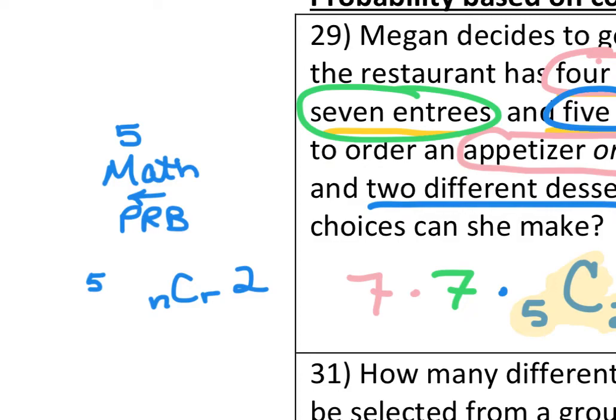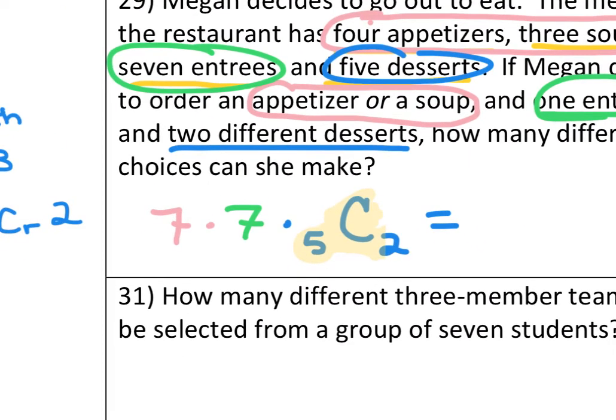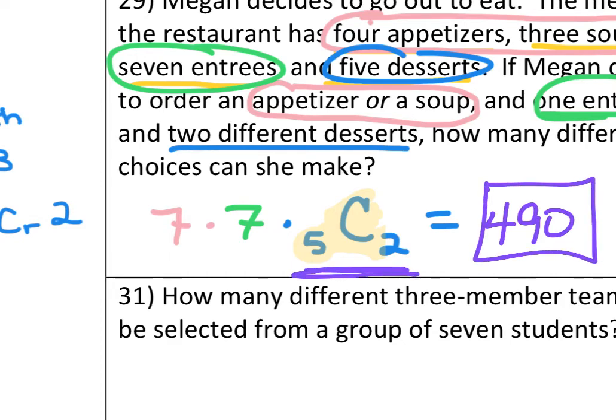You can type this whole thing into the calculator, the entire thing, including the 7s. And when you do that, you should get 490. If you were to only just do the 5 choose 2, that would give you 10, and then you would multiply by the 7 times the 7.